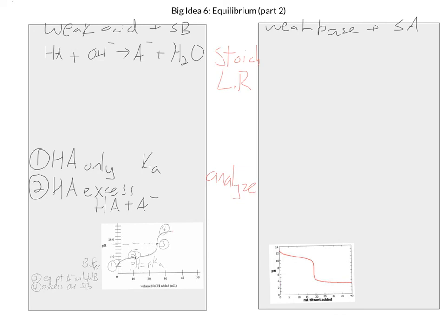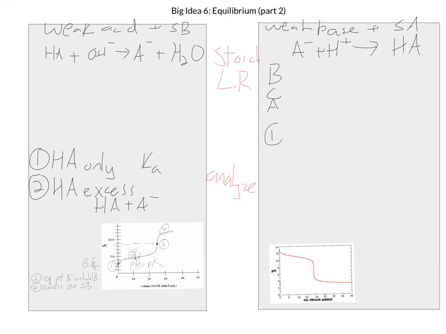And if we do that for our weak base as well, we can go through the same process. So our weak base, we have our base, and then we're going to add a strong acid to it, and we make a conjugate. Now, we go through the same stoichiometry, the BCA charts, limiting reactants, whatever.